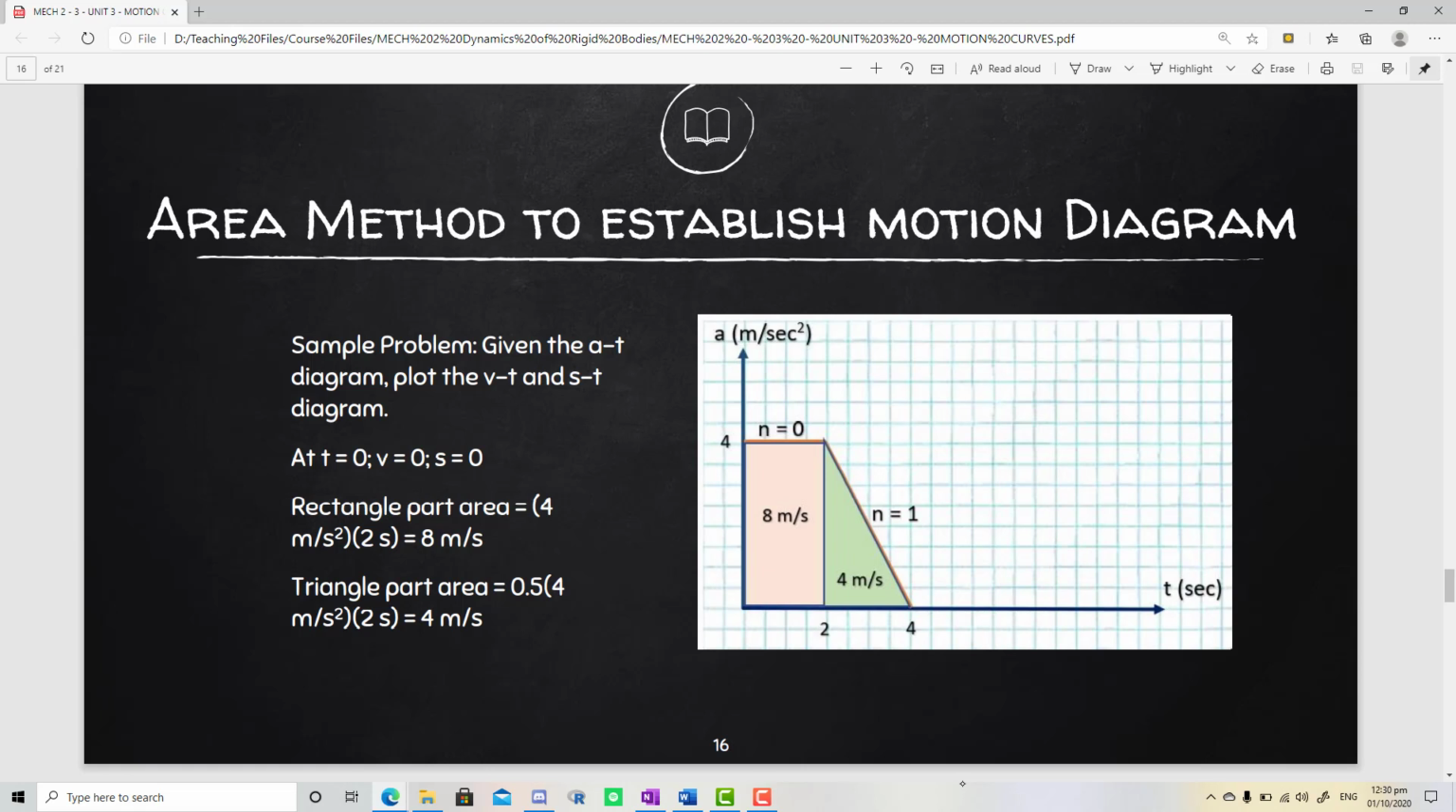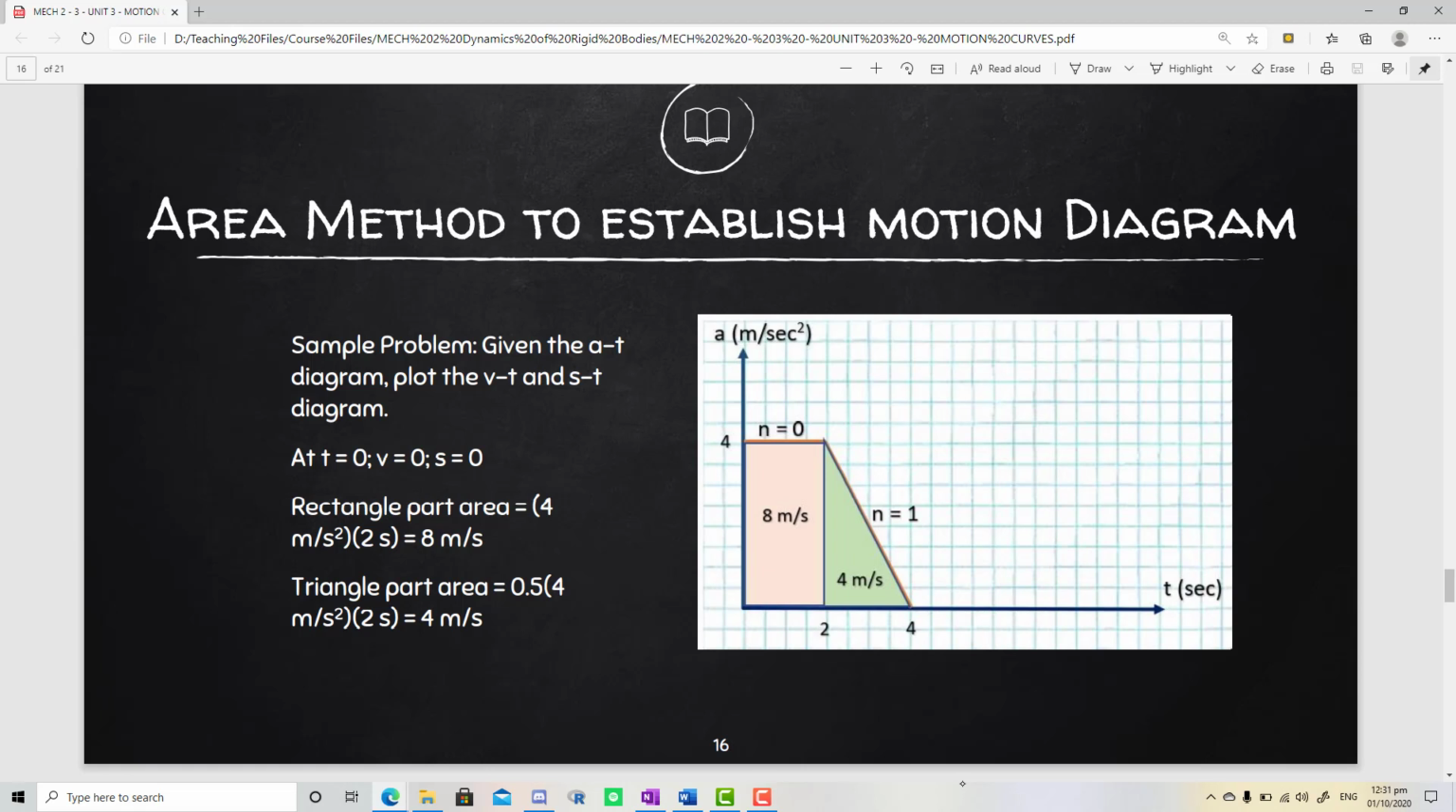The concept behind the area method is, of course, your integration. You have your condition at time equal to 0. Based on your graph, at time equal to 0, the velocity is equal to 0 and the position is also at 0. These are important because they determine our starting point when we draw the diagrams of velocity time and position time.